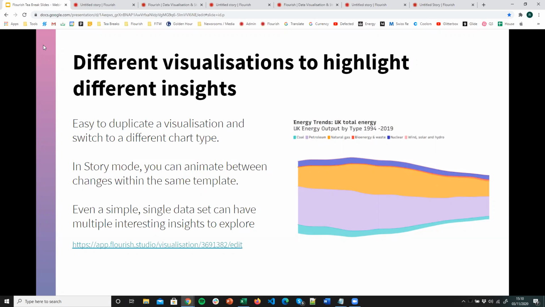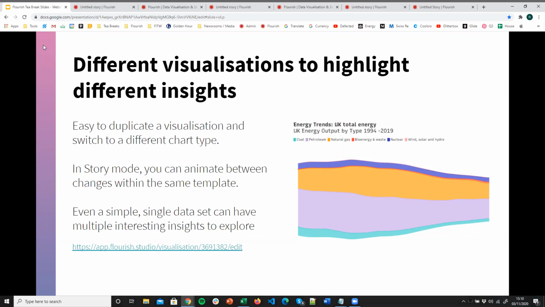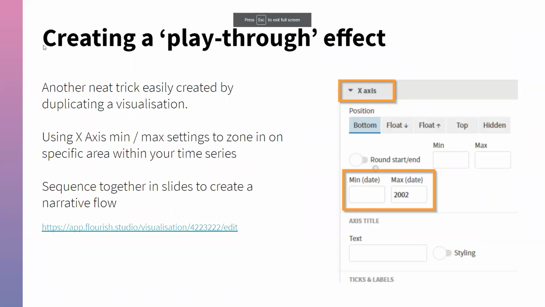And then often it's quite easy to duplicate that, and within those duplicates then make changes. So that's a sort of theme that you may spot. I'm going to show you that again here. A little kind of hack, if you like, to create a sort of playthrough type effect on time series data. And that's using min-max settings on your x-axis. And this is going to allow you to sequence together views on your complete timeline in sequences.